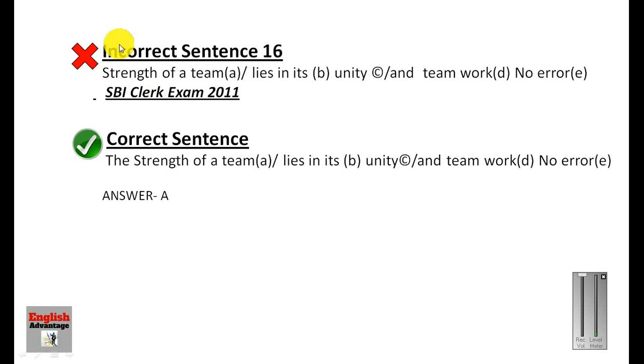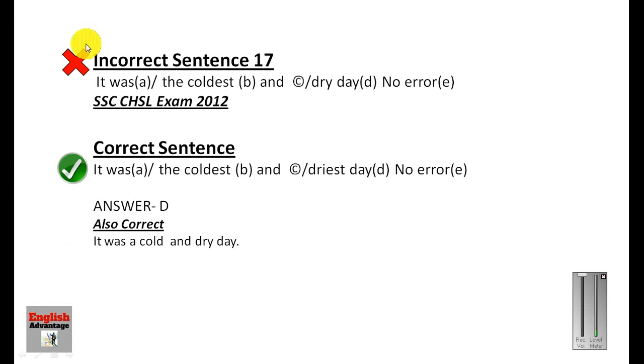So that is why we have to make it particularized. This word needs to be particularized. We have to put the here, the strength of a team. Okay. So this way we can make it particularized. So this is the error part A. The answer would be A here. I hope you have understood all these mistakes very well. Now let us see the next question.